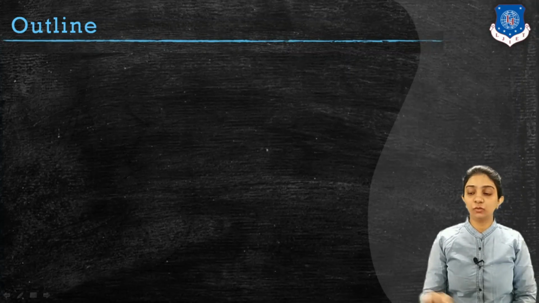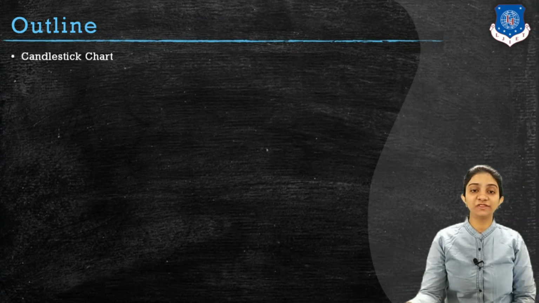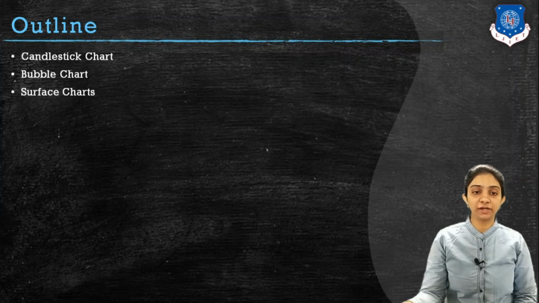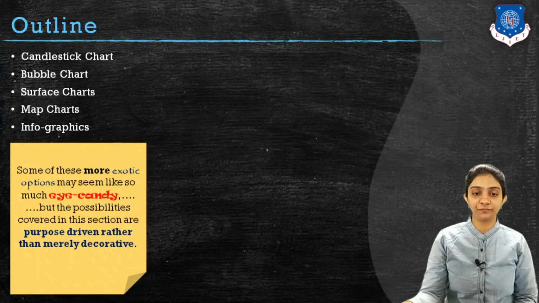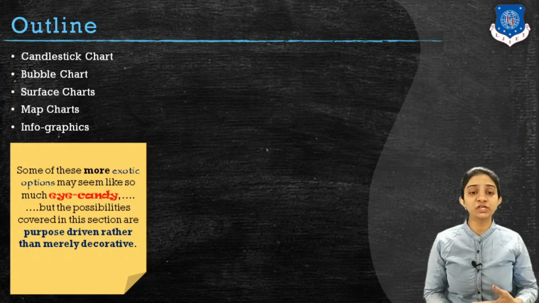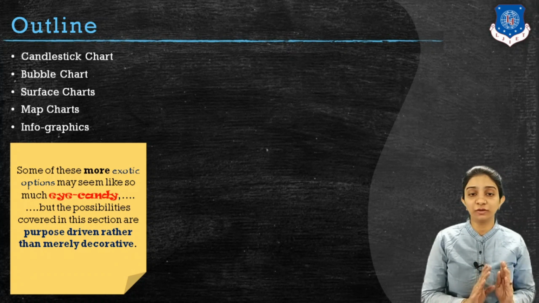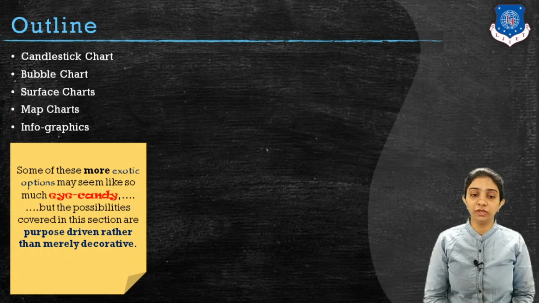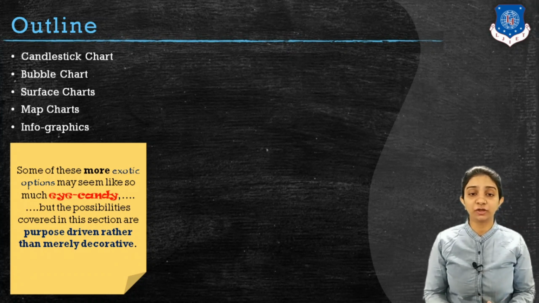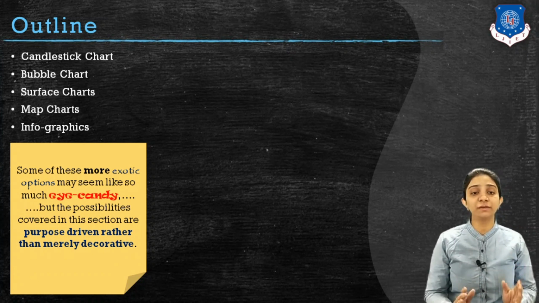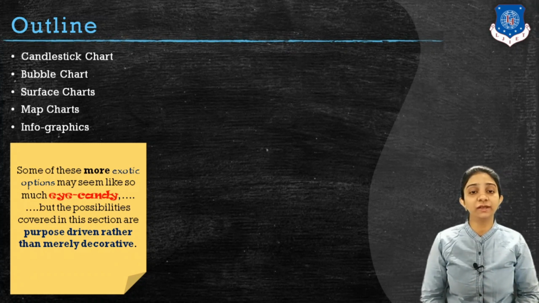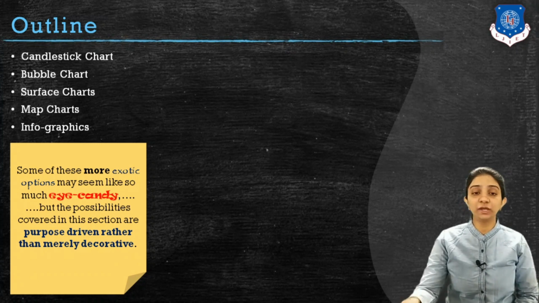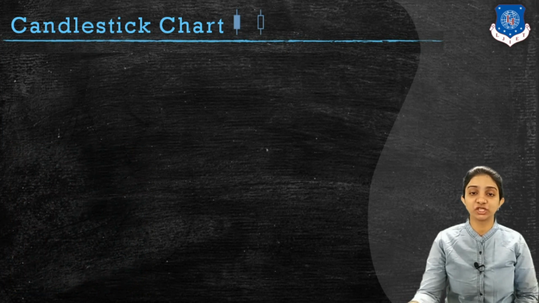In today's video, we are going to cover advanced charting primitives such as candlestick chart, bubble chart, surface chart, map chart, infographics. You might understand that these charts are better than the previous or simple charting primitives, but they are intentionally covered over here because they are not just decorative, they serve some special purpose to represent some special data. So let us start with candlestick chart.